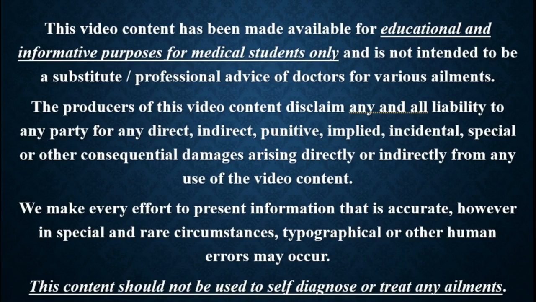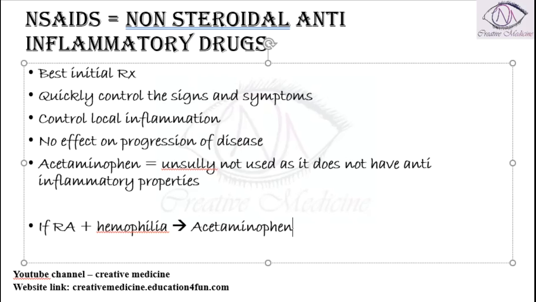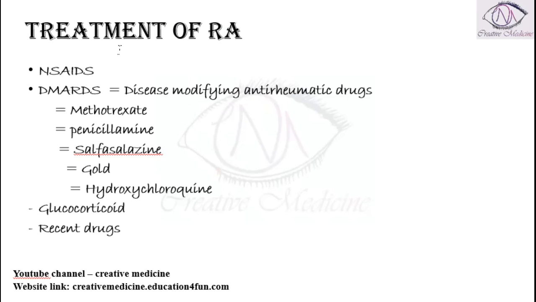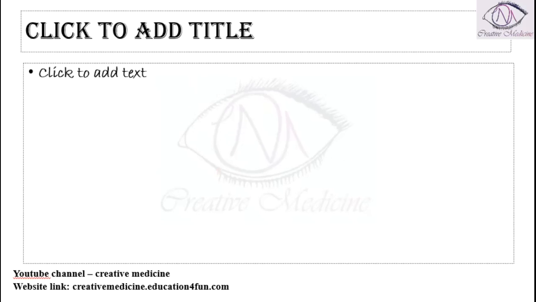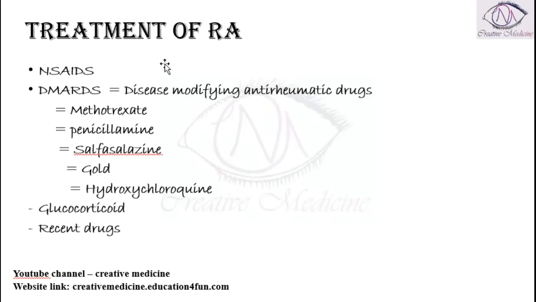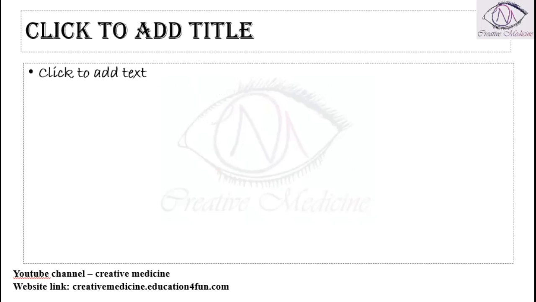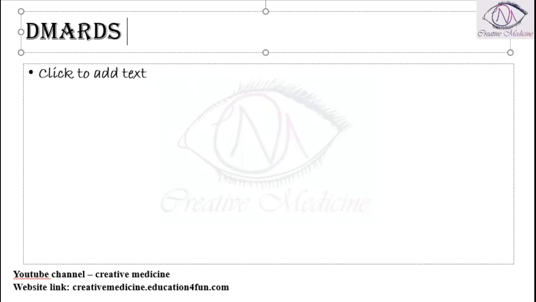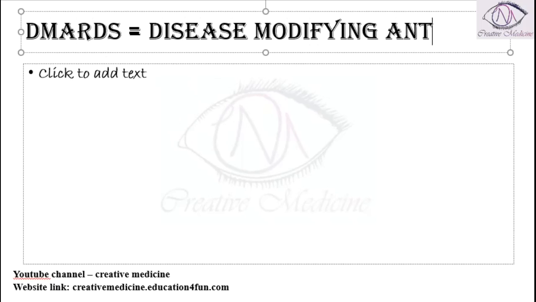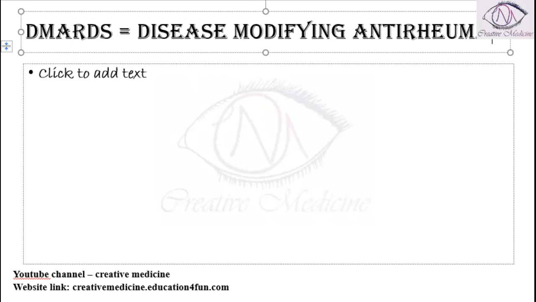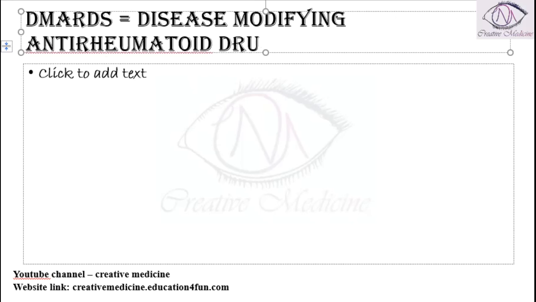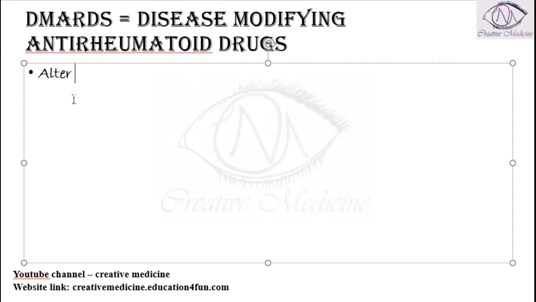In this lecture, we will learn about the treatment of rheumatoid arthritis. Disease modifying anti-rheumatoid drugs are present. These DMARDs are also called disease modifying anti-rheumatoid drugs. What do they do? These drugs are the ones which will alter the course of rheumatoid arthritis.